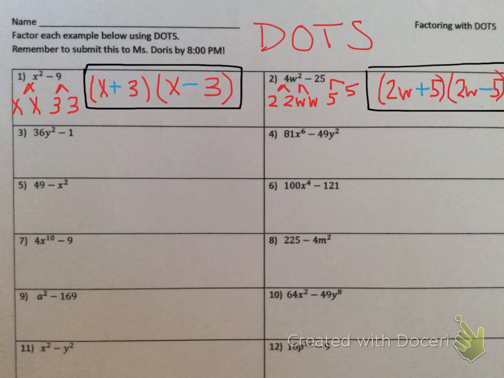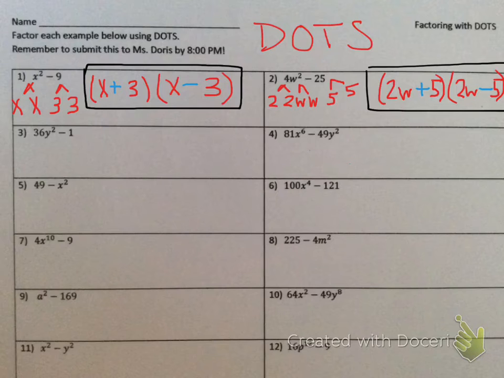Okay, you can always go back and check these by FOILing them back together, because remember, just like we did with GCF, that's undistributing, here DOTS is really like unFOILing. So if we FOIL them, we should get what we started with.